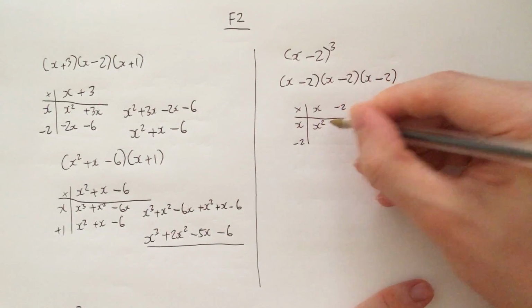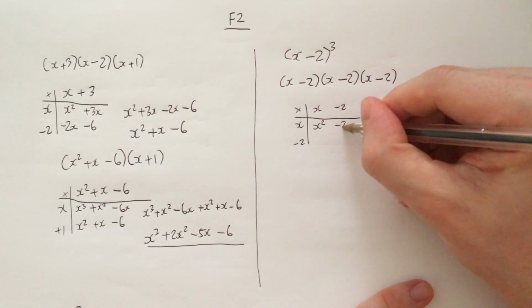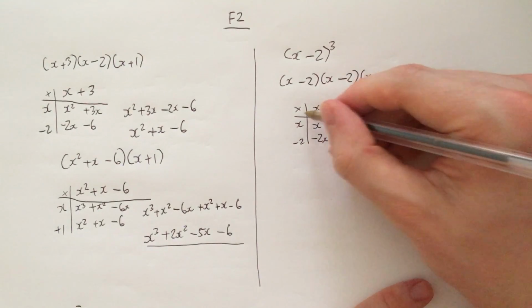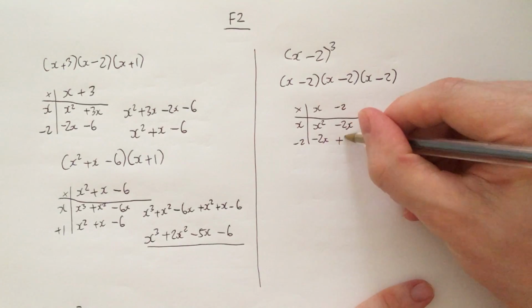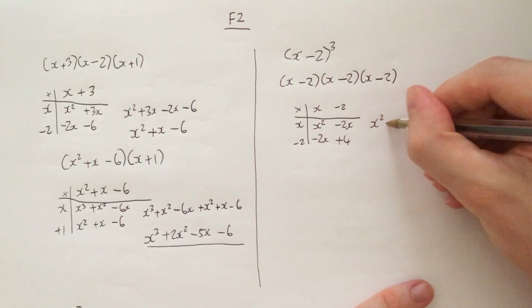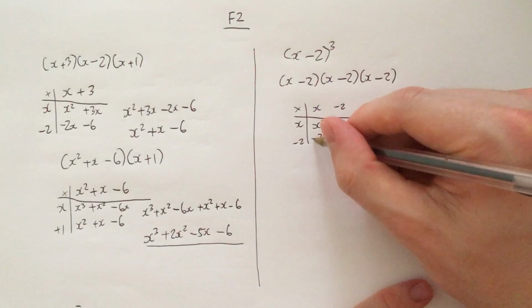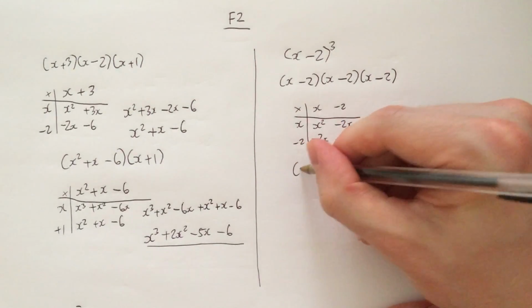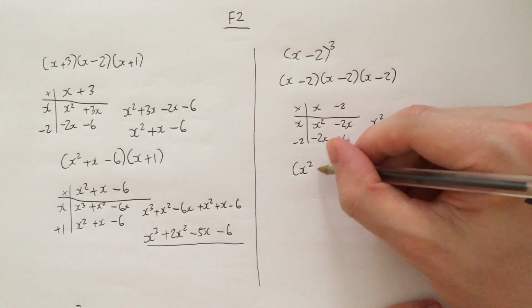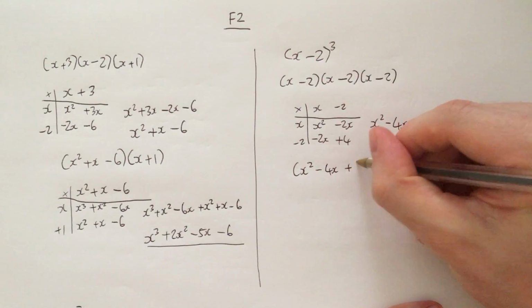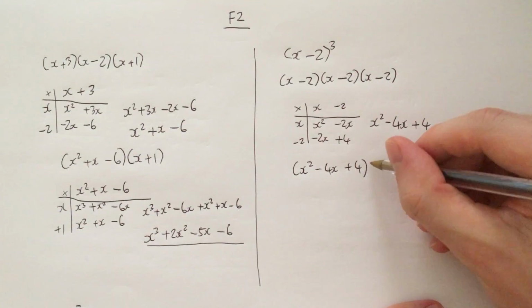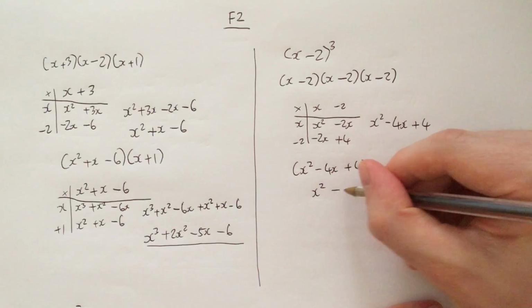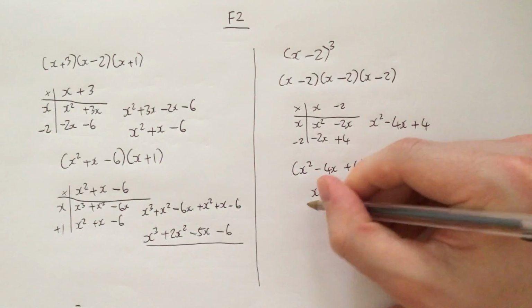X times x, x squared. Negative 2 times x is negative 2x. X times negative 2 is negative 2x. Negative 2 times negative 2 is positive 4. X squared minus 2x minus 2x is minus 4x plus 4. Put that into a bracket. X squared minus 4x plus 4. And then look at the third bracket here. X minus 2. So x squared minus 4x plus 4.